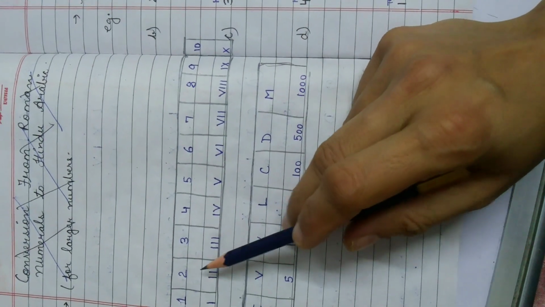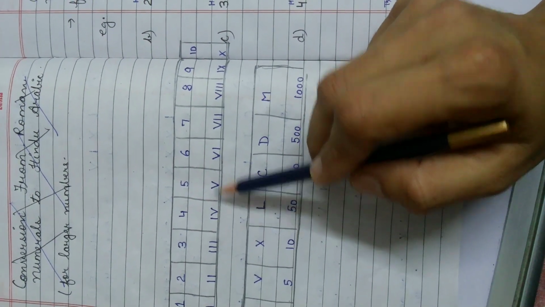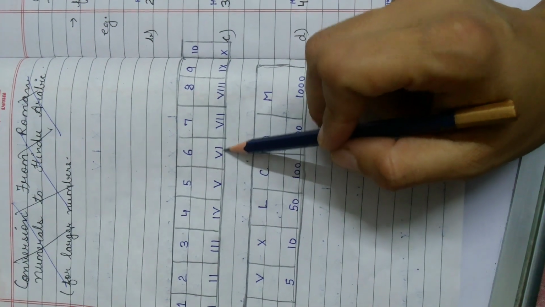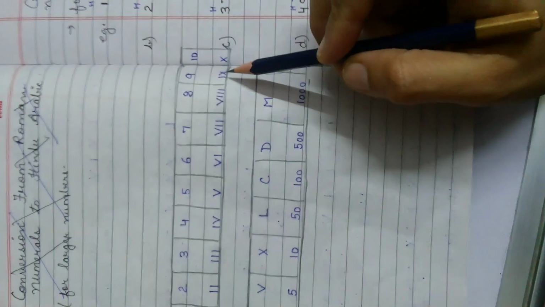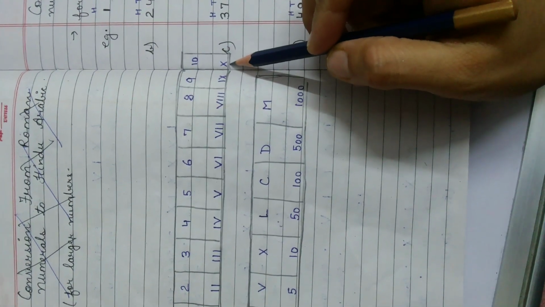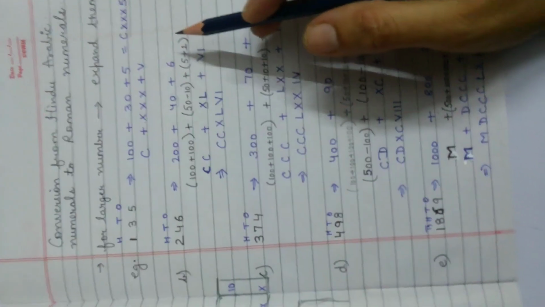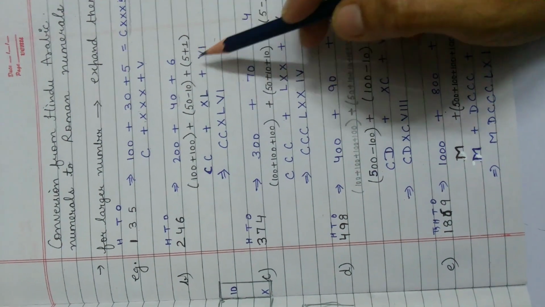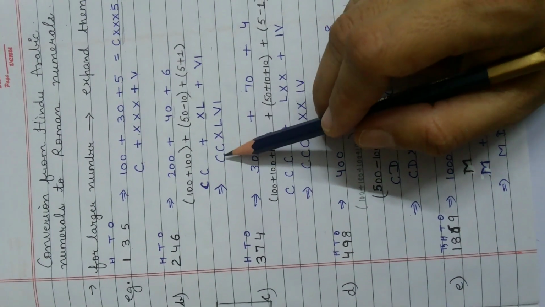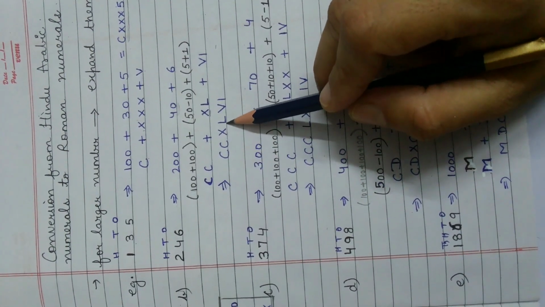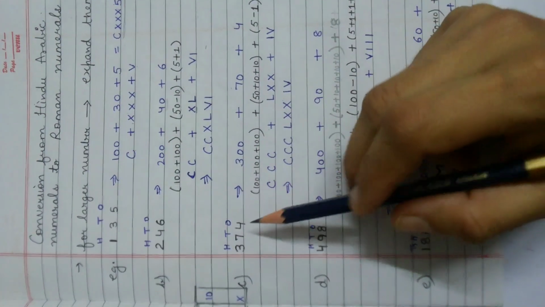1 is I, 2 is II, 3 is III, 4 is IV, 5 is V, 6 is VI, 7 is VII, 8 is VIII, 9 is IX, and 10 is X. If you know these values, it becomes very easy to write your digit at the ones place. You need not split it in that case. So now my new Roman numeral becomes CCXLVI.